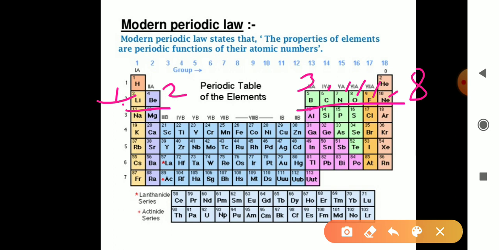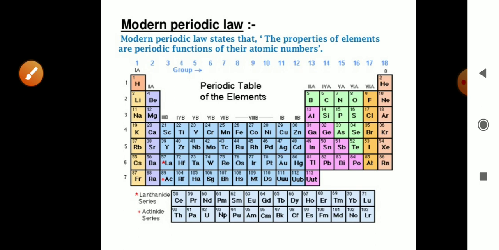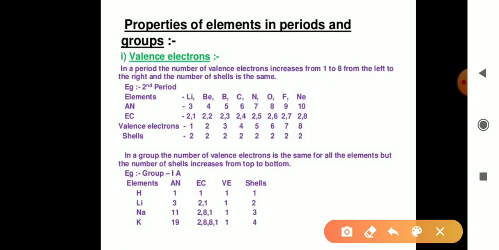How is this? Because the elements in this second period have different atomic numbers. We can see here lithium has atomic number, this AN is atomic number. Lithium has atomic number 3. We studied in previous lectures that the atomic number is the number of protons, or the number of electrons. So as the atomic number is 3, protons are 3 and electrons are 3.